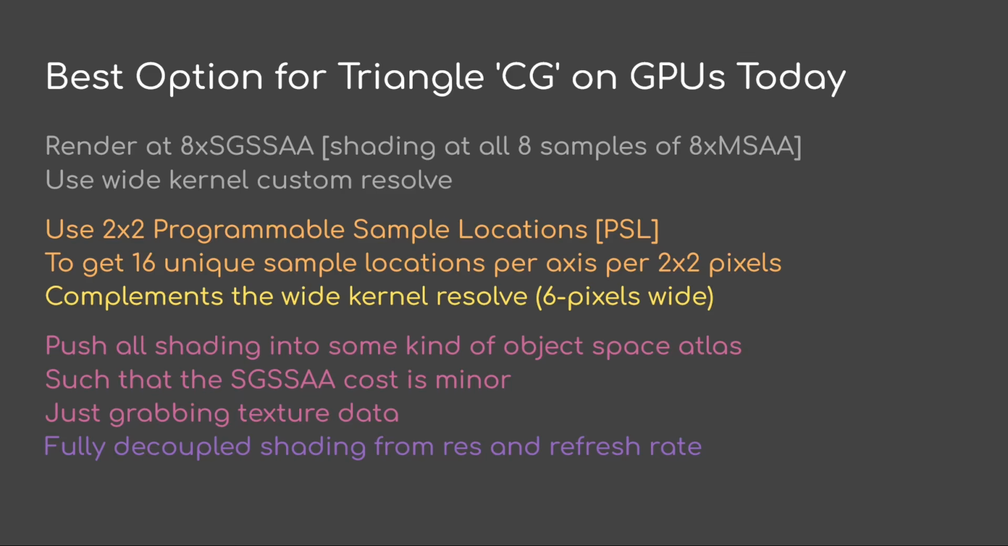In order to make this work, we only have one option, and that is we got to push all the shading out of screen space and into some kind of object space atlas. Therefore, when we're actually rasterizing, and we'll do rasterization once, we're only going to grab texture data in that pixel shader. And thus we'll have fully decoupled shading from resolution and refresh rate.